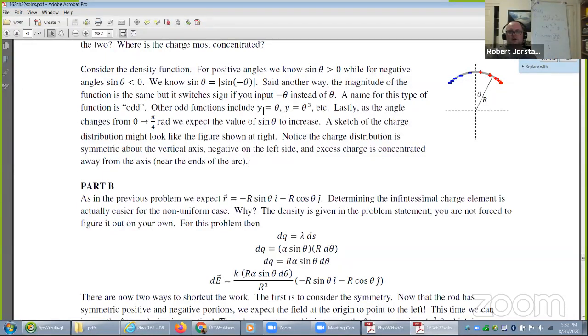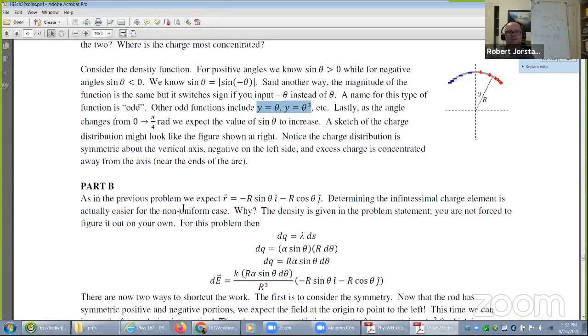And this relates to other odd functions, right? So another way I might mix this up on a quiz could be, instead of having sine theta or something, I could just use theta. And so then you'd have to integrate and remember that theta is in radians, but even functions would be all positive. Odd functions would be positive on the right and negative on the left in this case.